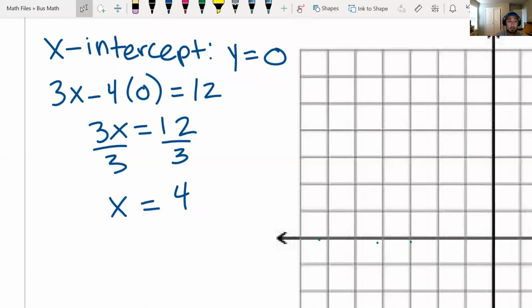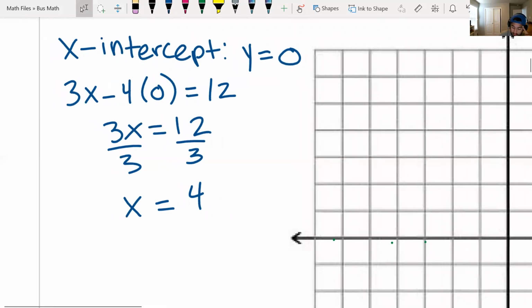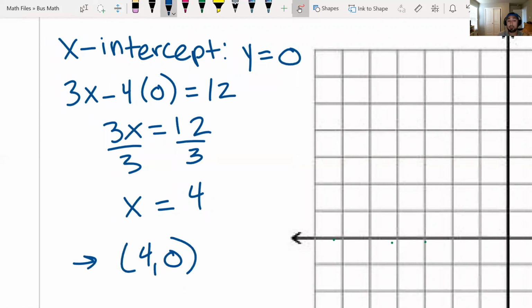Okay. Now you want to put this into coordinate form. We want to put it as a point. So x equal to 4 becomes the point (4, 0). That is our x-intercept. When x is 4, y is 0. There's the x-intercept.